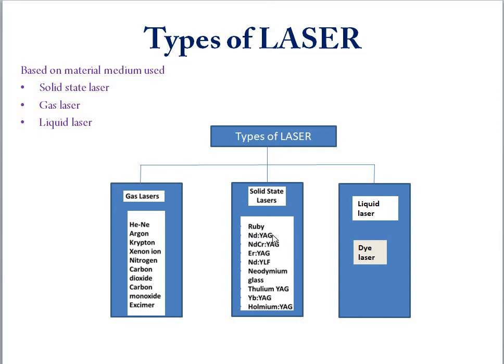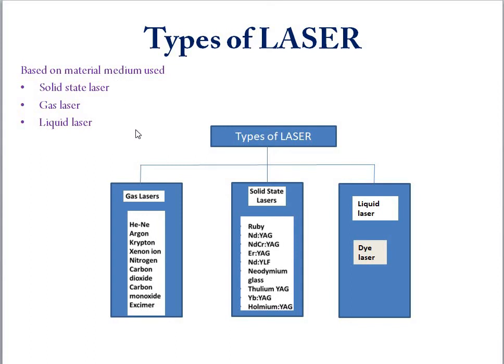An important example is the ruby laser. Another type of laser is the liquid laser, and dye lasers are used as liquid lasers. Here the natural dyes dissolved in a solvent are used as a lasing medium. So these are the three types of lasers based upon their material medium.